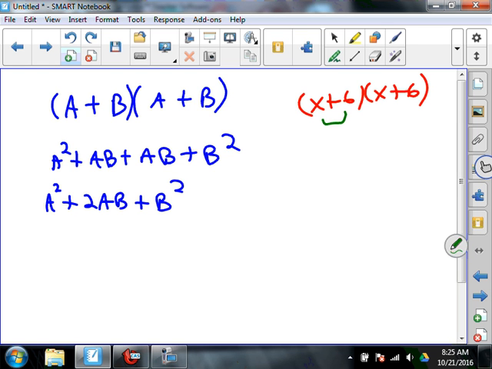X times 6 is 6x, and double that's 12x. So we'd have x squared plus 12x plus 36. How are we feeling about that? We're almost done.